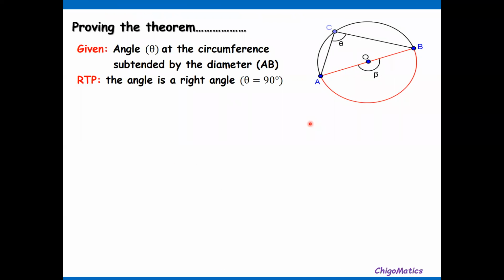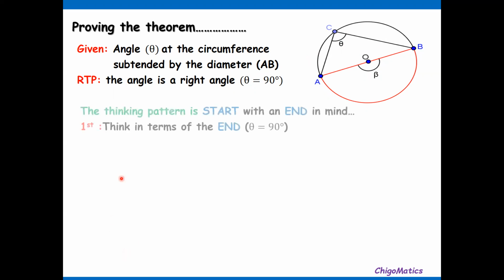Now we draw a situation where the red part is part of the circle that is partitioned into two portions by the chord AB. So if we label angle at C, theta, angle at the center, beta, then what we want to prove is the angle is a right angle. That means theta is equal to 90 degrees.